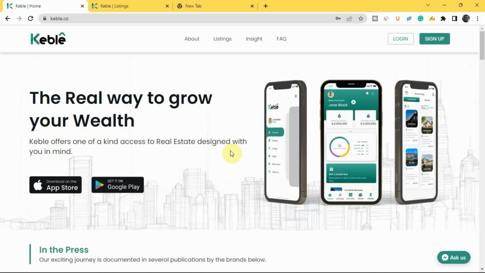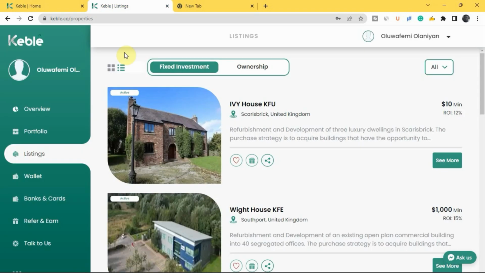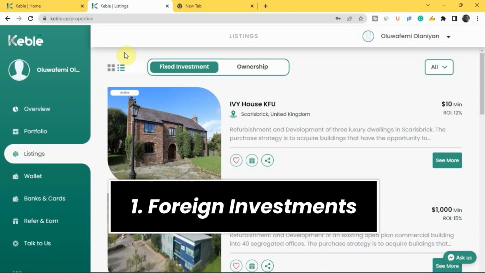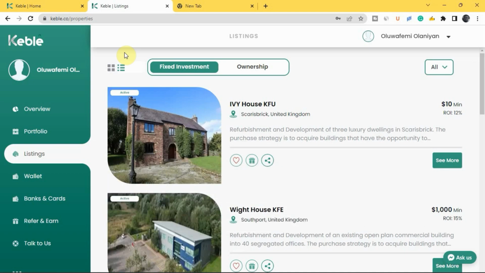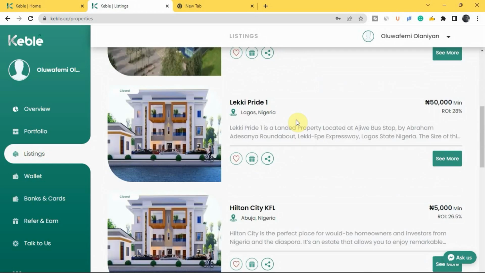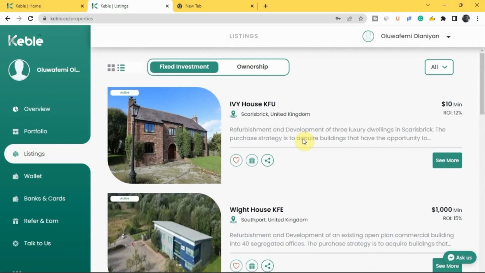Now, the first thing you need to know if you want to invest on the Keble platform is that you have access to foreign investments. What this means is that you can invest in real estate properties outside Nigeria. Now, if you come on that listings right here, you see that these are the different properties you can invest in on the Keble platform.